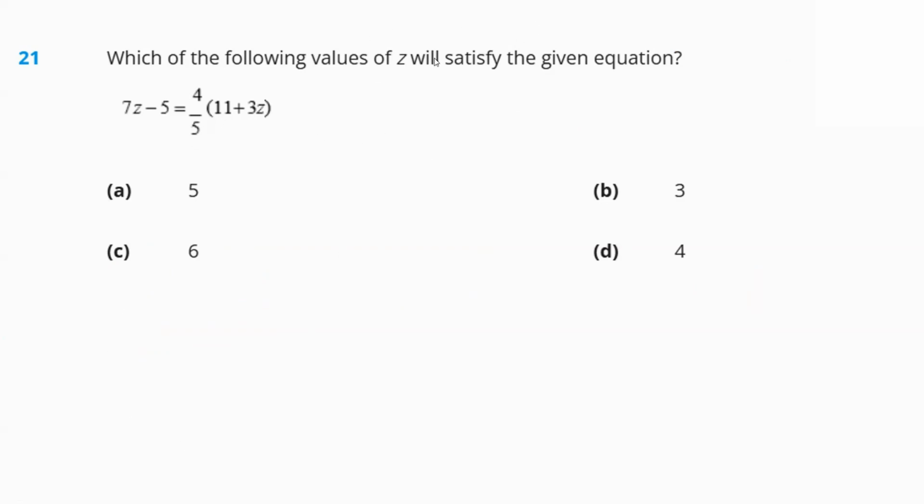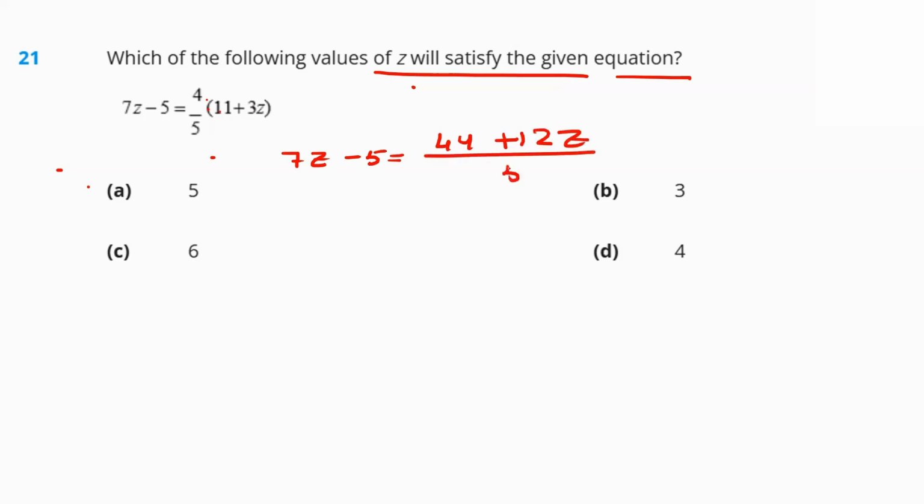Question number 21. Which of the following values of Z will satisfy the given equation? We can use either the trial and error method, or we can simply solve this equation. If we solve it, 7Z minus 5 is equal to 4 elevens are 44 plus 4 threes are 12, 12Z by 5.